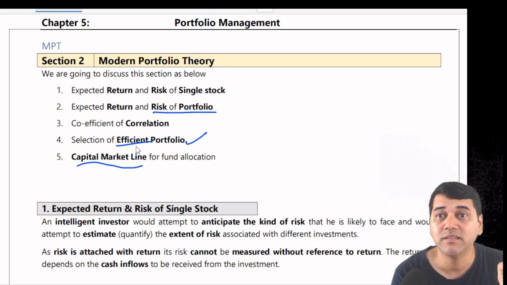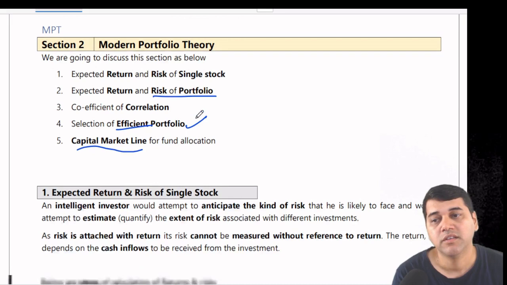You say 4 or 5, but in which weight is it? That is this. The first one: expected return and risk of a single stock.